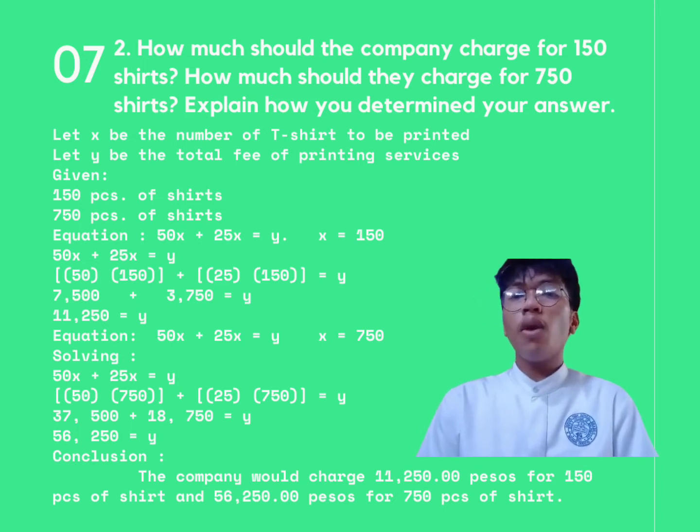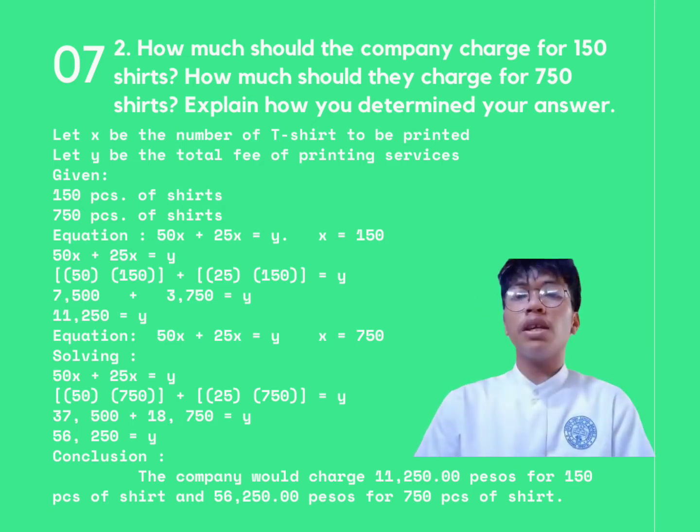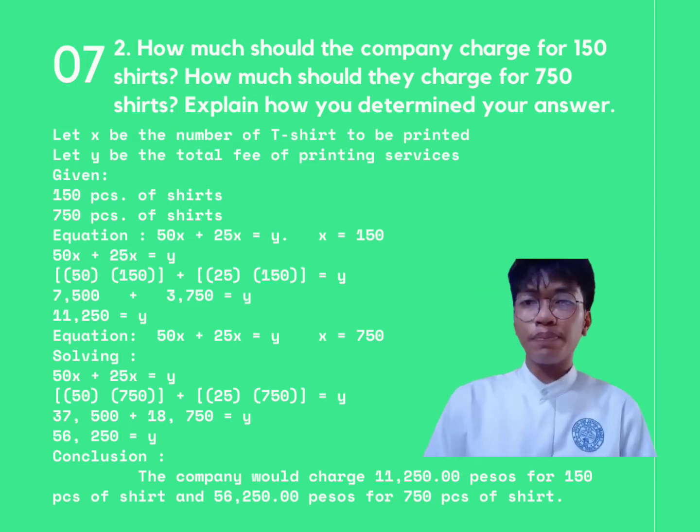x is equal to 150. 50x plus 25x is equal to y. Substitute the x. 50 times 150 is equal to 7,500, and 25 times 150 is equal to 3,750. 7,500 plus 3,750 is equal to 11,250, which is equal to y.